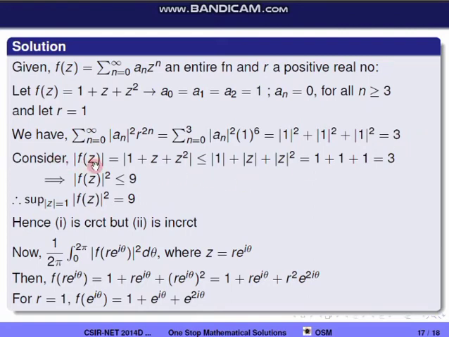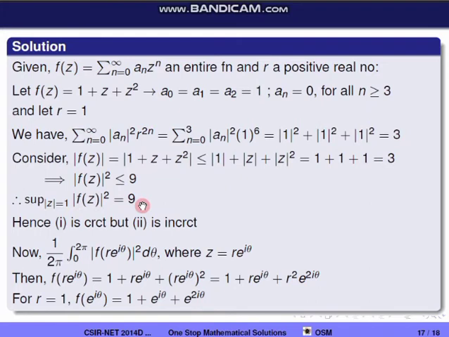Now consider mod f of z, which is equal to mod 1 plus z square. So by the modulus property, this is less than or equal to 1 plus mod z whole square. And mod z, I am taking it is equal to r here. So r is here 1. So this is equal to 1 plus 1 plus 1, that is equal to 3. So we got mod f of z square is less than or equal to 3 square, which is equal to 9. So taking the supremum, we'll get supremum over mod z equal to 1, mod f of z square is equal to the highest value, which is equal to 9.